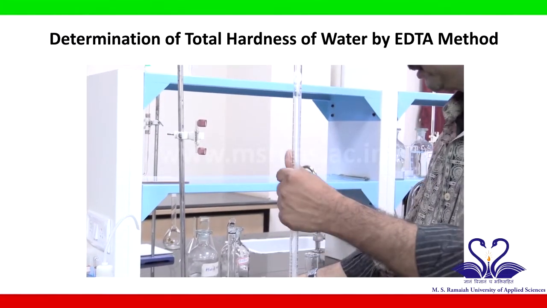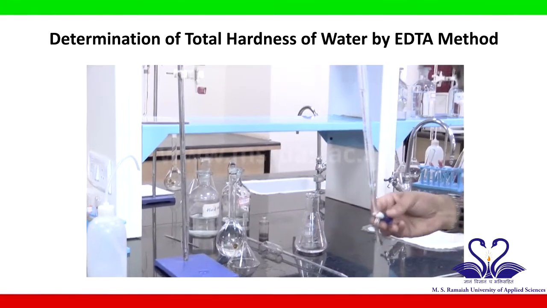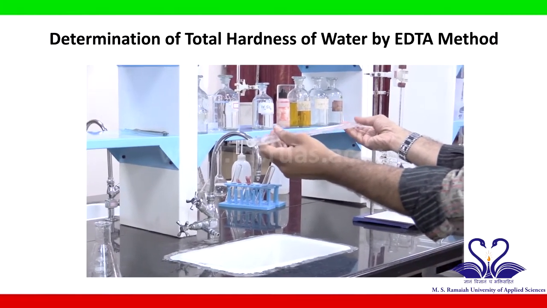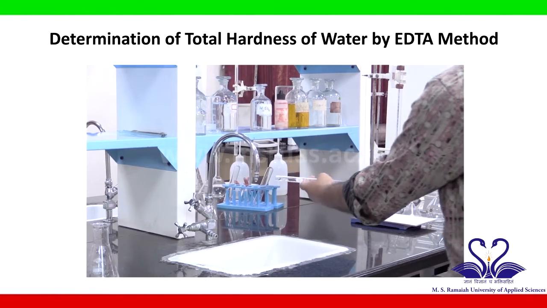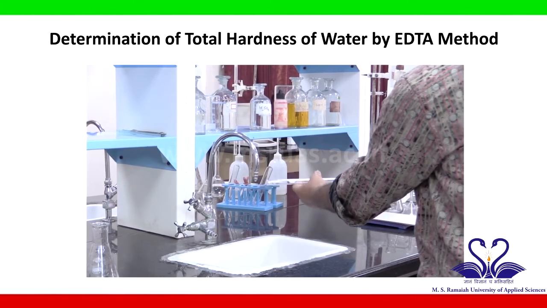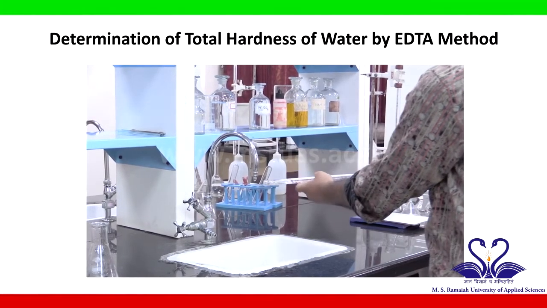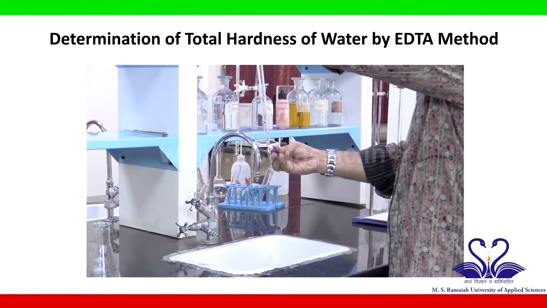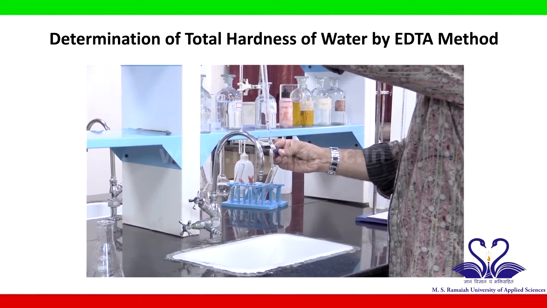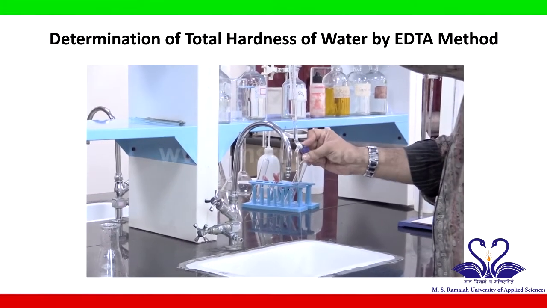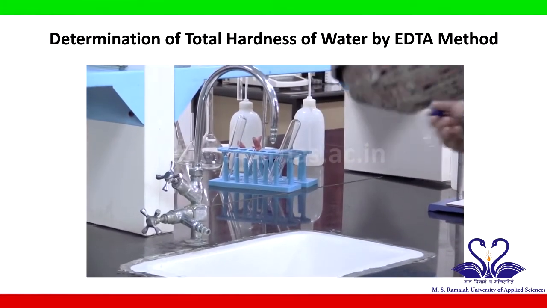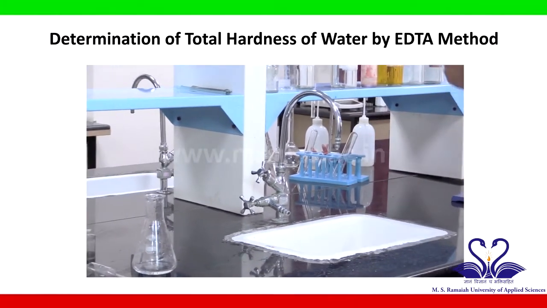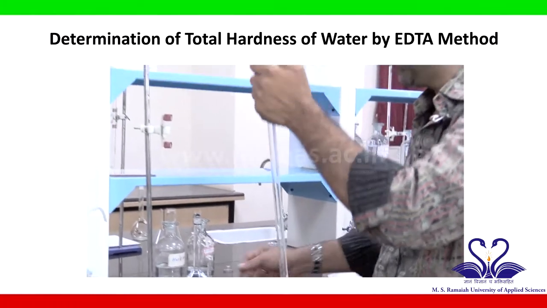Using a funnel, you have to use it always, the funnel. So then rinse it. Rinse it, and leave it from both the sides. Now you can fill it up and make it up to the 0.